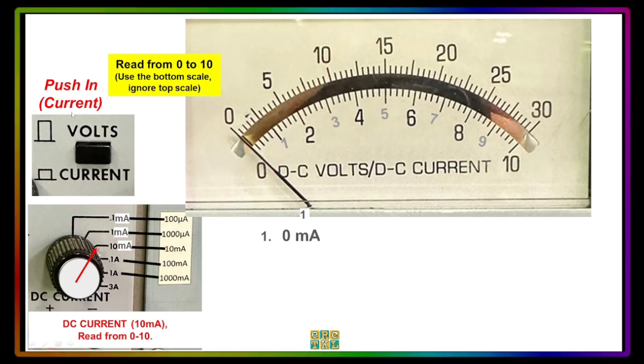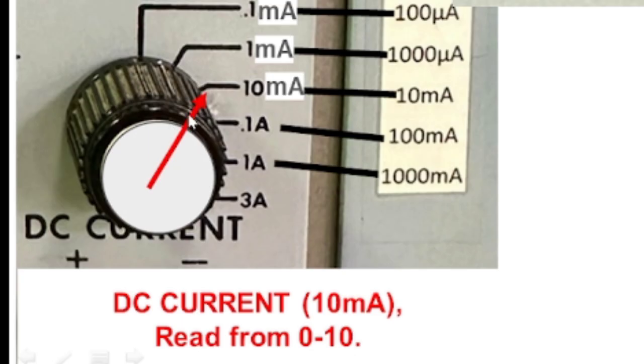And we have to read from 0 to 10 because I put here the selection to 10 milliamperes. Remember the unit, it's 10 milliamperes. This represents the limit or the maximum current that we can measure. And on the right side, there is a guide here that is also the same 10 milliamperes.